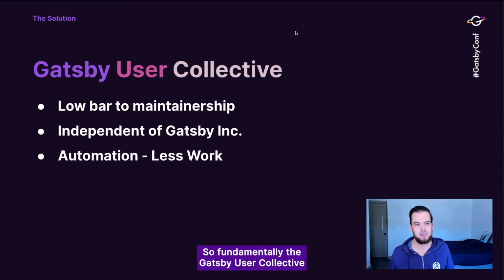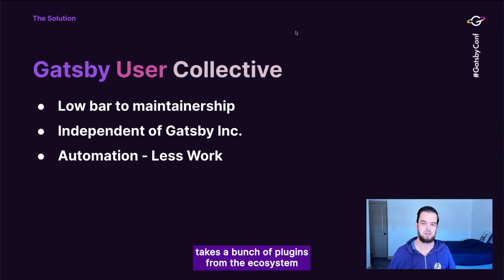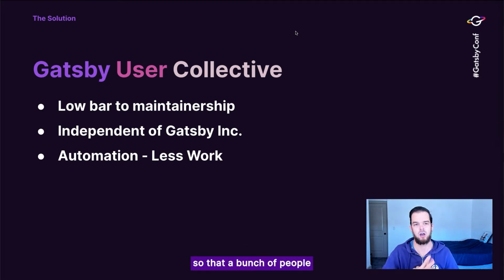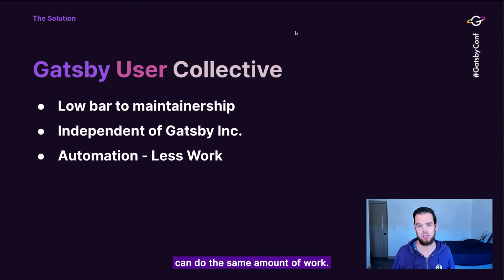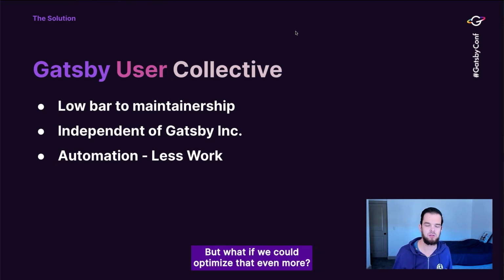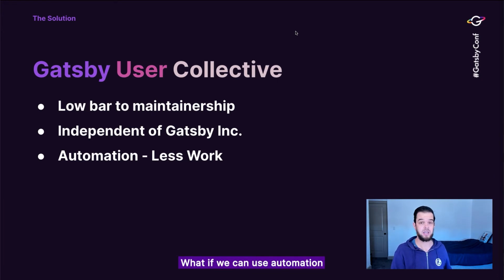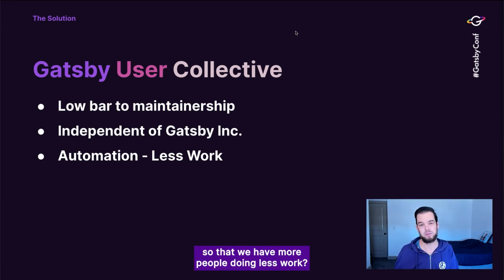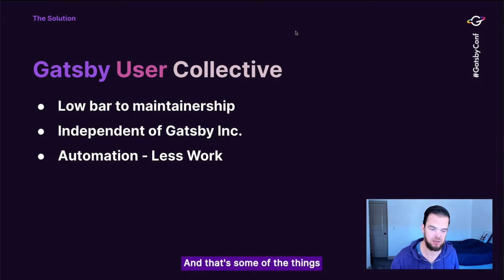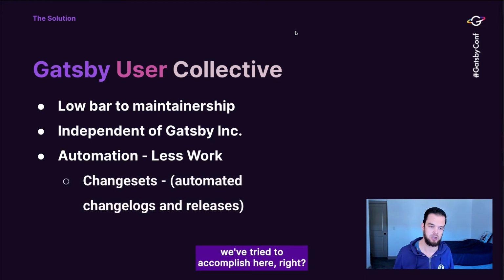So fundamentally, the Gatsby User Collective takes a bunch of plugins from the ecosystem and rolls them up into one monorepo so that a bunch of people can do the same amount of work. But what if we could optimize that even more? What if we can use automation so that we have more people doing less work? That's some of what we've tried to accomplish here, right?